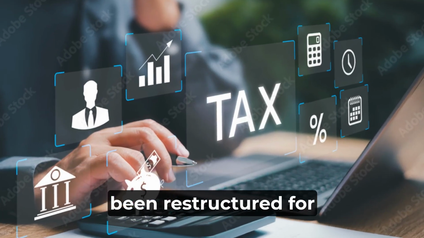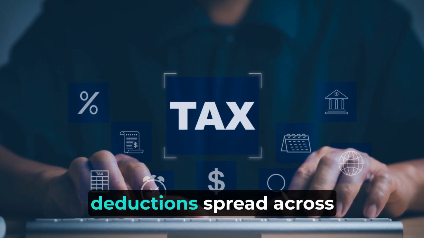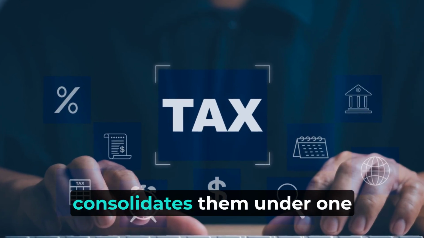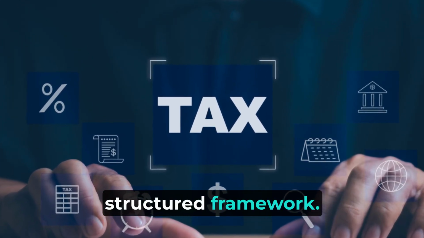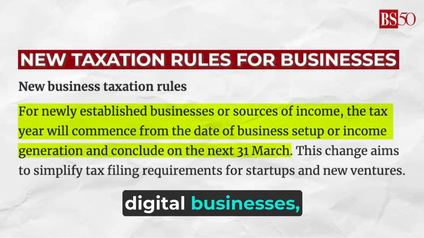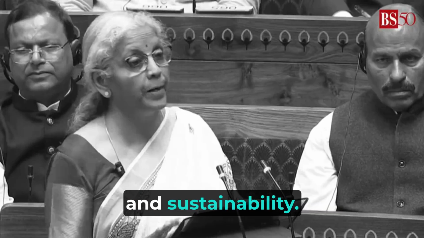Deductions and exemptions have been restructured for better clarity. While the 1961 Act had deductions spread across multiple sections, the Income Tax Bill 2025 consolidates them under one structured framework. It also introduces special deductions for startups, digital businesses, and renewable energy investments, encouraging innovation and sustainability.